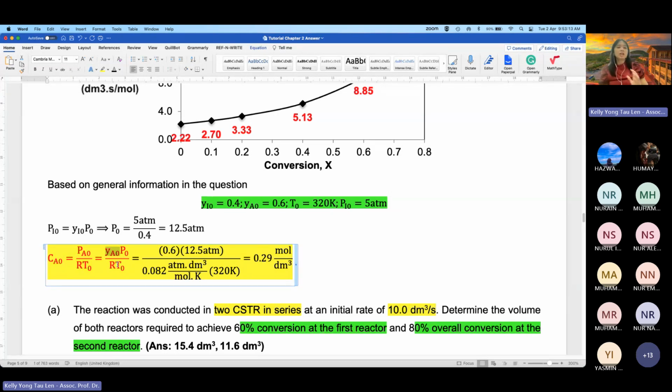So then you come back and check which formula I can use. For the first formula, I do not know PA naught. If you realize from the question, they give you only PI naught, the pressure of inert. I do not know the pressure of A, so unlikely, I cannot use this equation. Let me check the next one. In the next equation, I have YA naught. I know my initial mole fraction of A is 0.6. R, the gas constant, I know. T naught, I also know. The initial temperature is 320 Kelvin. But again, another issue: I do not know P naught.